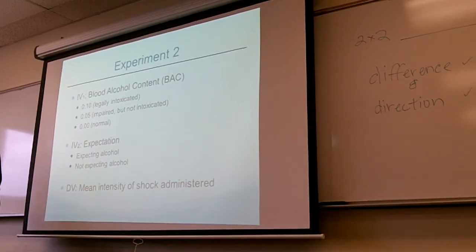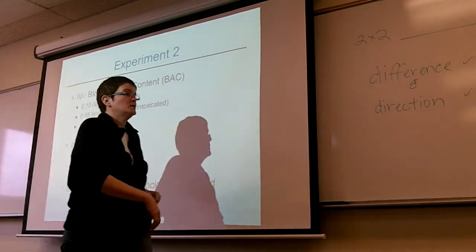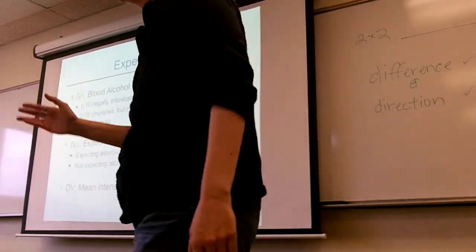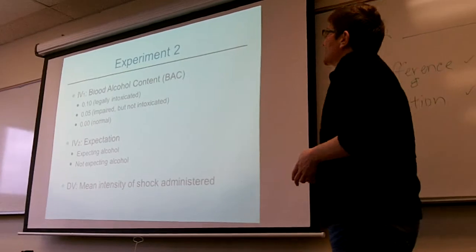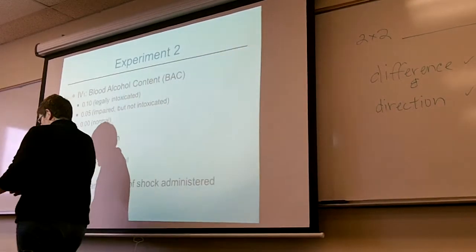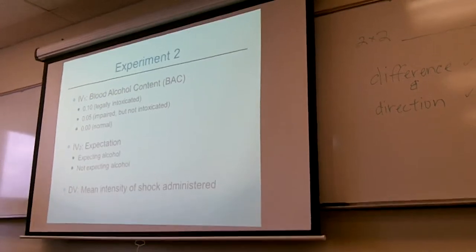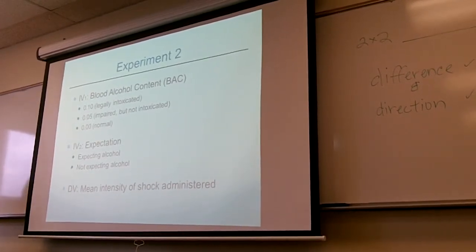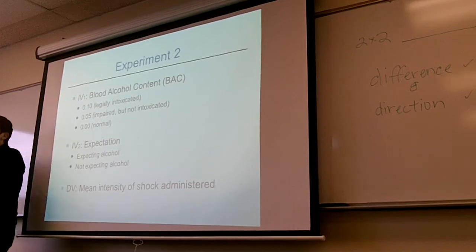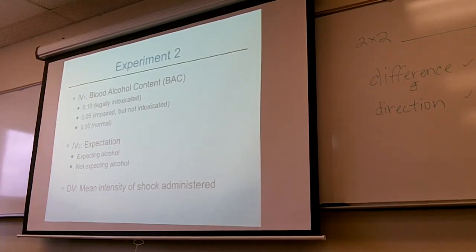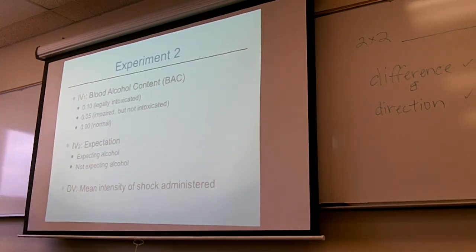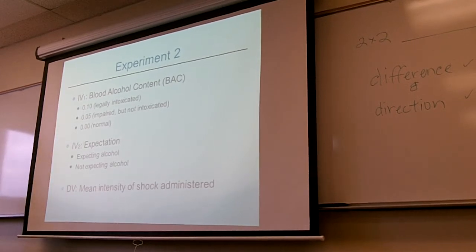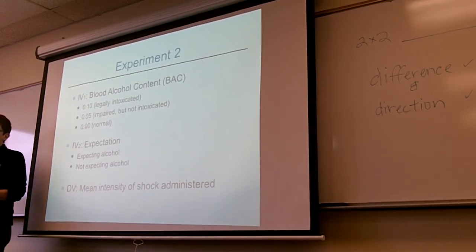Alright. Now, let's switch it up a little bit. Gonna go crazy. Add another level. Now, instead of just being drunk or not drunk, we're going to use a legal limit. So we're going to have people who are legally drunk with a blood alcohol level of 0.1, people who are legally impaired with a blood alcohol of 0.05 but are not officially drunk, and people who are sober. Okay, so three levels of blood alcohol content. And then our second IV is going to stay the same with expectation. Also, the dependent variable is going to stay the same.